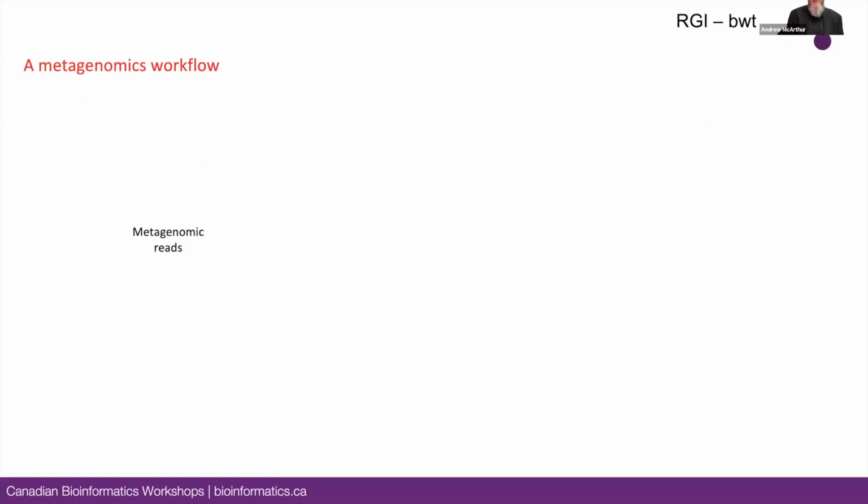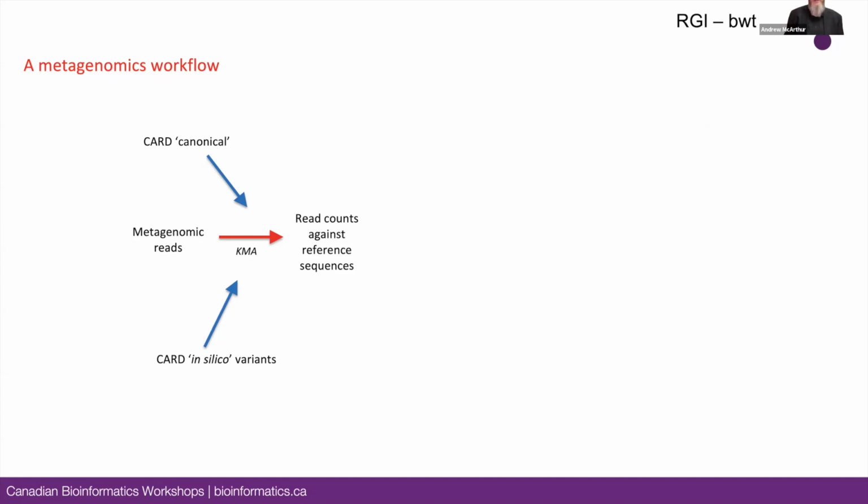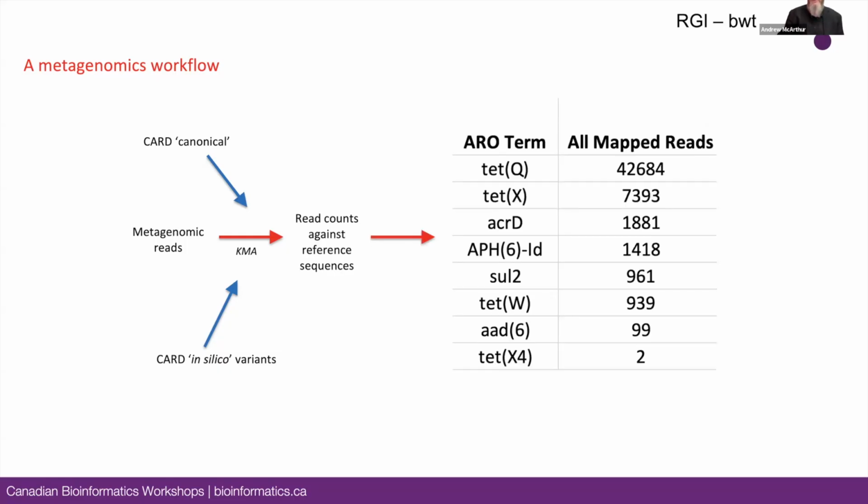So if you're doing metagenomics, this is our suggestion. You do your sequencing on your platform to get your millions of metagenomic reads. You can use the CARD canonical if you're strictly worried about clinical types of data, clinical isolates. But if you're not, you add the CARD in silico variants. Those are from all the isolates, not just clinical. So you can choose what your reference is. This gives you the read counts against the reference sequence. So your data could look something like this.